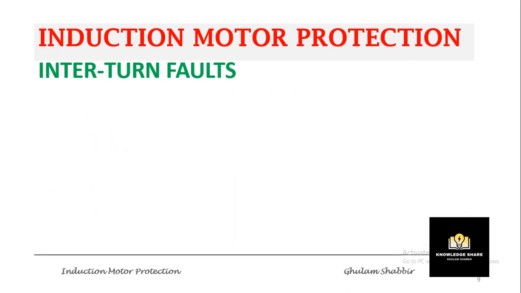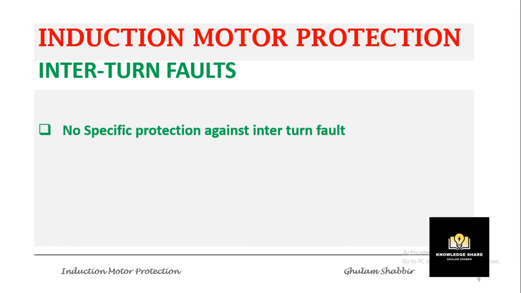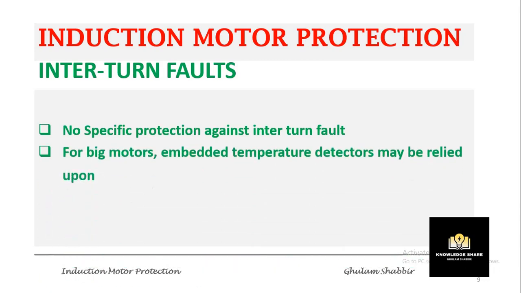Now we will see the interturn faults. Interturn faults on the same phase are difficult to detect because they do not cause appreciable change in the current drawn by the motor. However, such faults cause hot spots to develop, leading to the deterioration of the insulation. No specific protection against interturn faults is needed for most motors except very big motors. For big motors, embedded temperature detectors may be relied upon to provide protection against interturn faults.